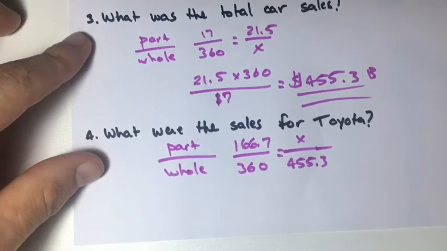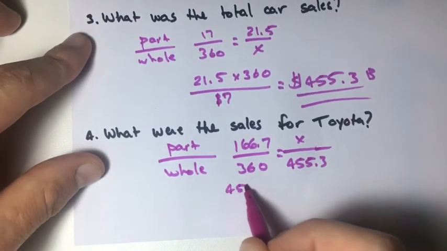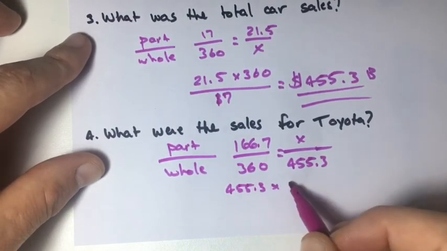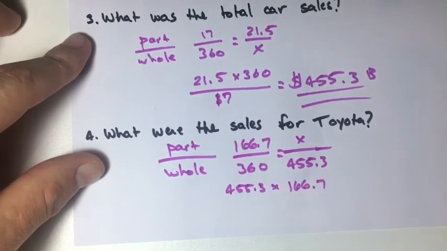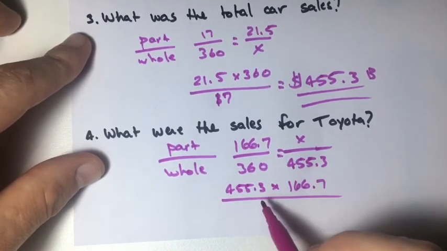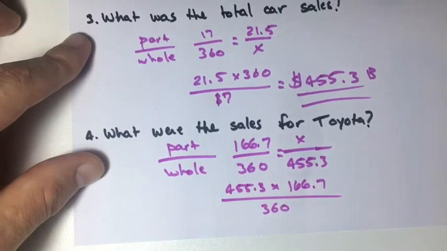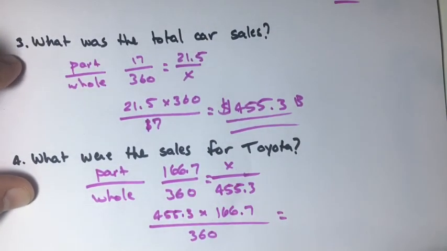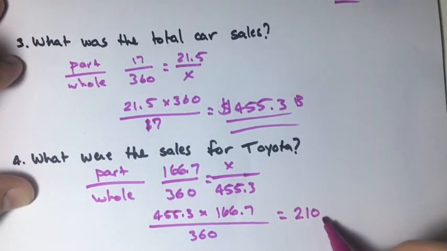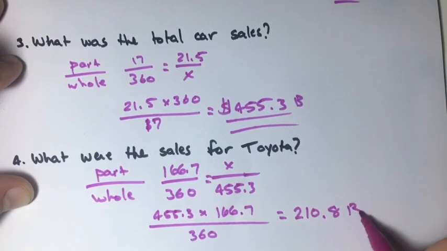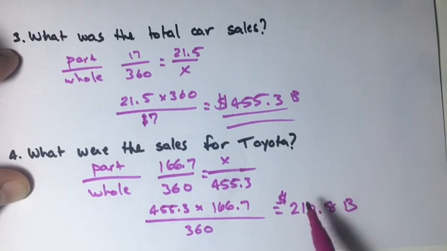If we solve for x here, 455.3 times 166.7 divided by 360, and that's going to come to 210.8 billion dollars for Toyota. And that is your answer.